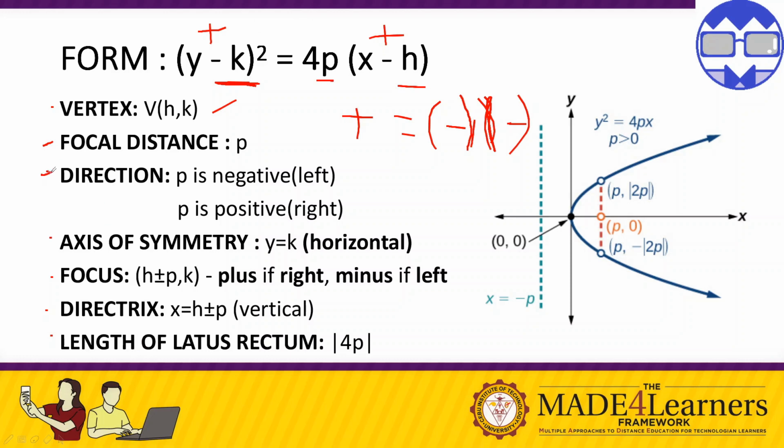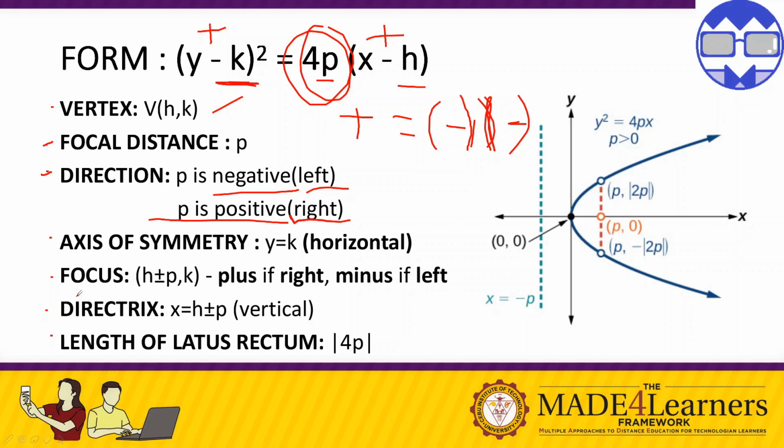Okay, then next we have the direction. For the direction, we must take note of the sign of the constant here. Whenever that part is negative, the direction, or the opening of the parabola, is to the left. Whenever the p is positive, the direction or the opening of the parabola is to the right.